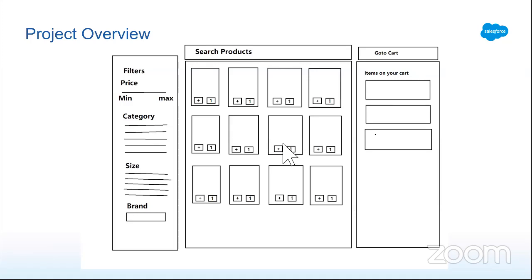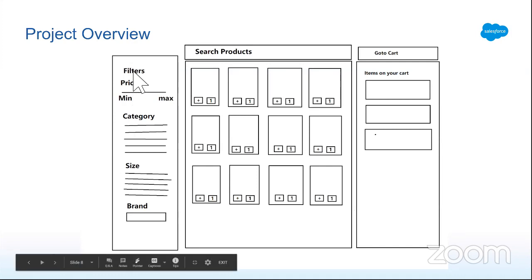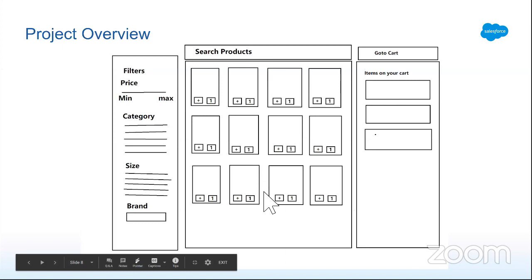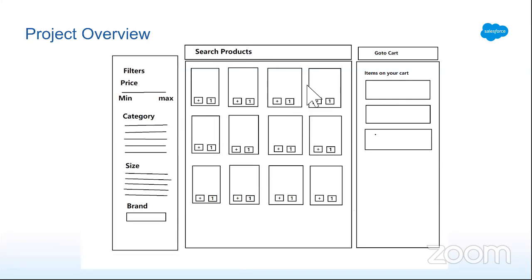Okay, so on the left side we have this filters component. Here we can filter the products based on the price, category, size, and brand name. And in the middle section, we have the tiles of products. So these are the product tiles.